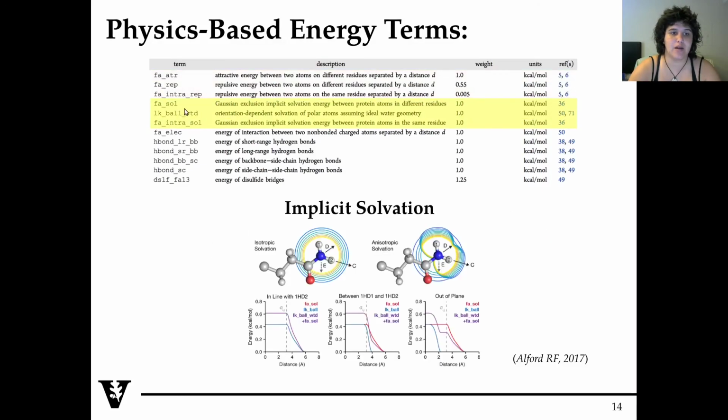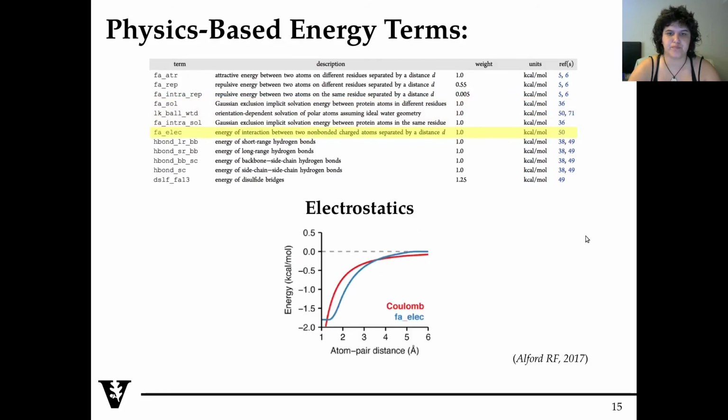The next three terms are relative to the solvation. In Rosetta, all the protein solvation is implicit. We can have explicit water molecules if they are important in binding, for example, with a ligand or with another protein. But for only the solvation water that is around the protein, we are using an implicit term that is described by these three energy terms. The next one is describing the electrostatics, so the energy between two charged atoms that are separated by a distance.